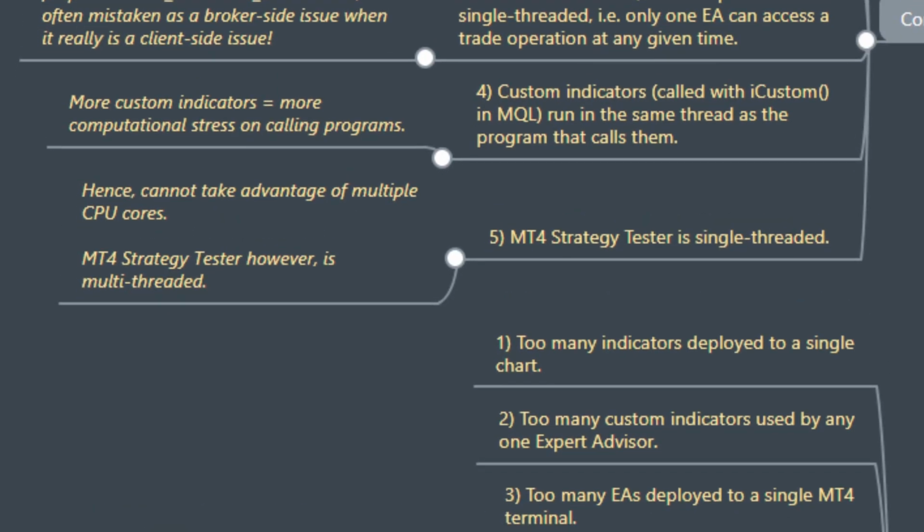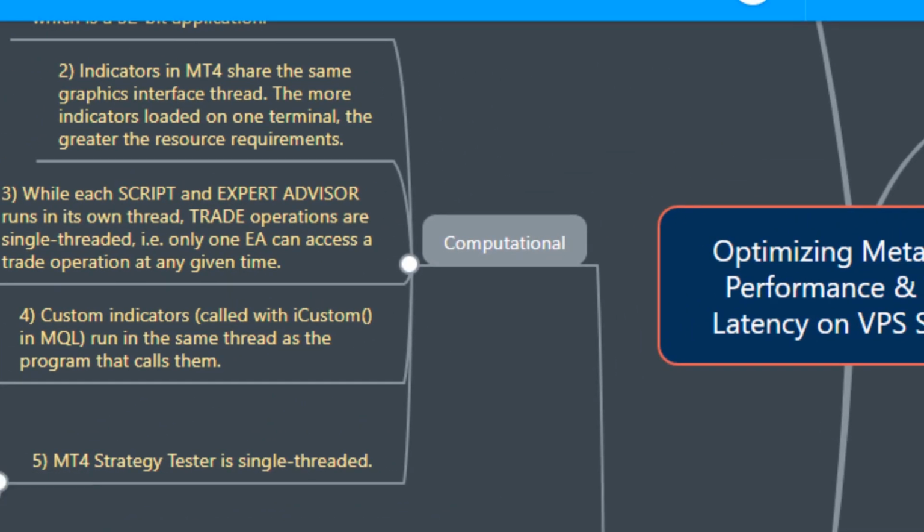is to not do backtesting on a VPS. There are a few reasons for that. Firstly, most VPSs will come with virtualized cores if you're using a single CPU. If you have a multiple CPU configuration, that's a different story. The MT4 strategy tester is a single-threaded effort, and therefore it can't take advantage of multiple CPU cores.